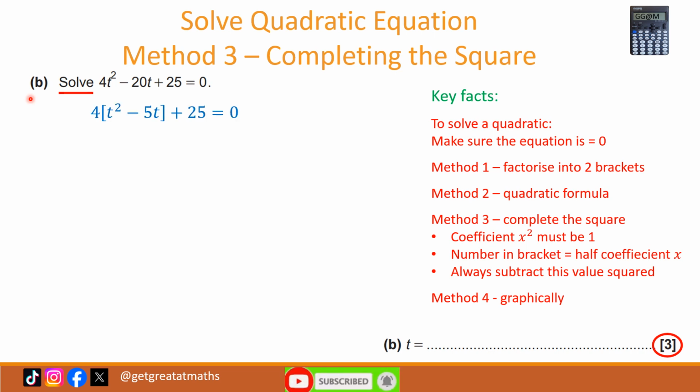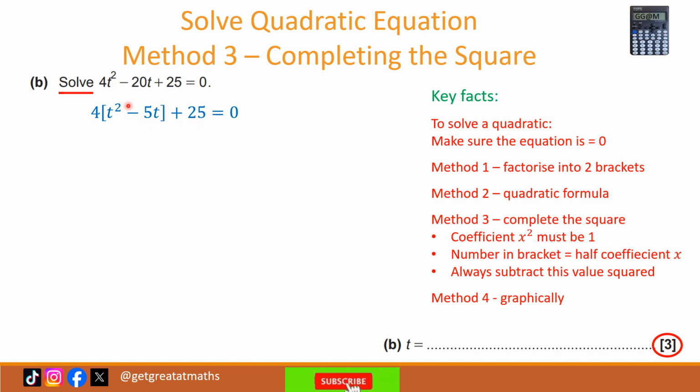So to start with, we're going to take a factor of 4 outside the front of the first two terms. So 4 times t squared gives me 4t squared, and 4 times negative 5t gives me the negative 20t. Remembering, if I divided both of these terms by 4, I'm left with t squared, and dividing negative 20t by 4 leaves me with negative 5t. The plus 25 stays on its own.